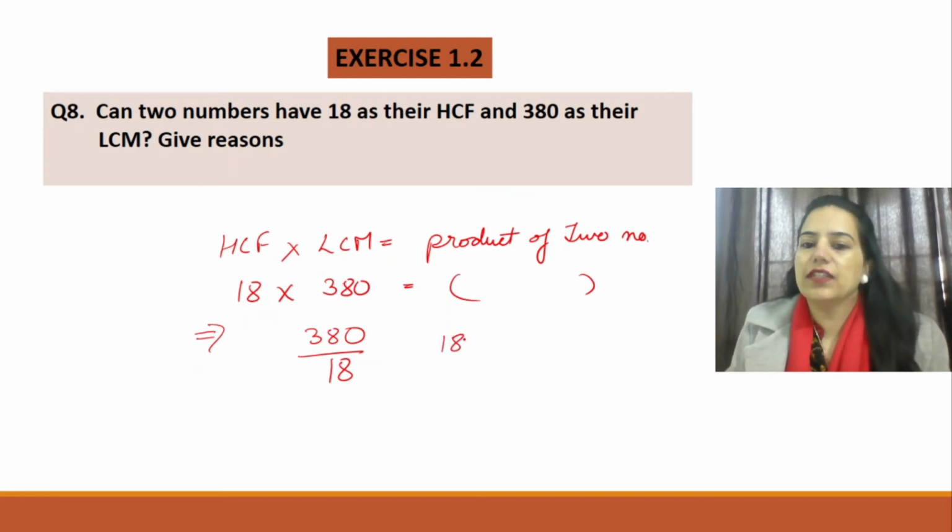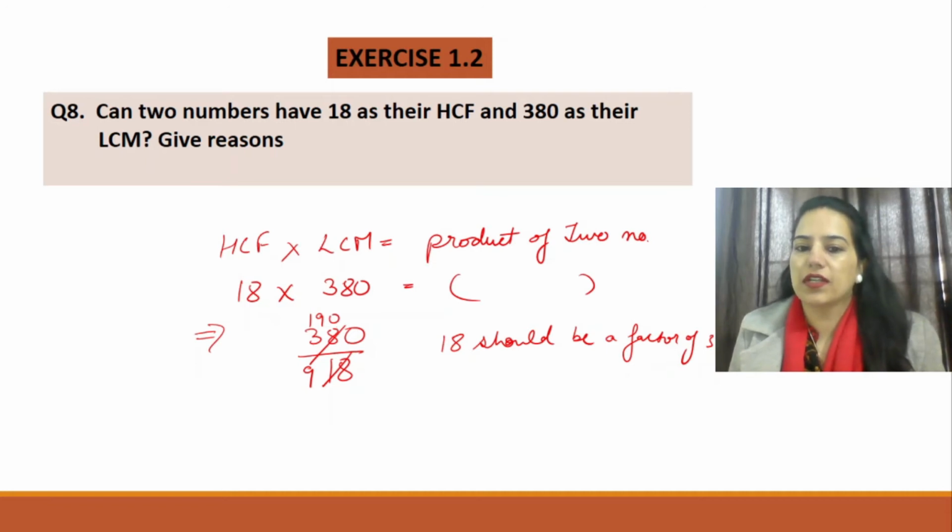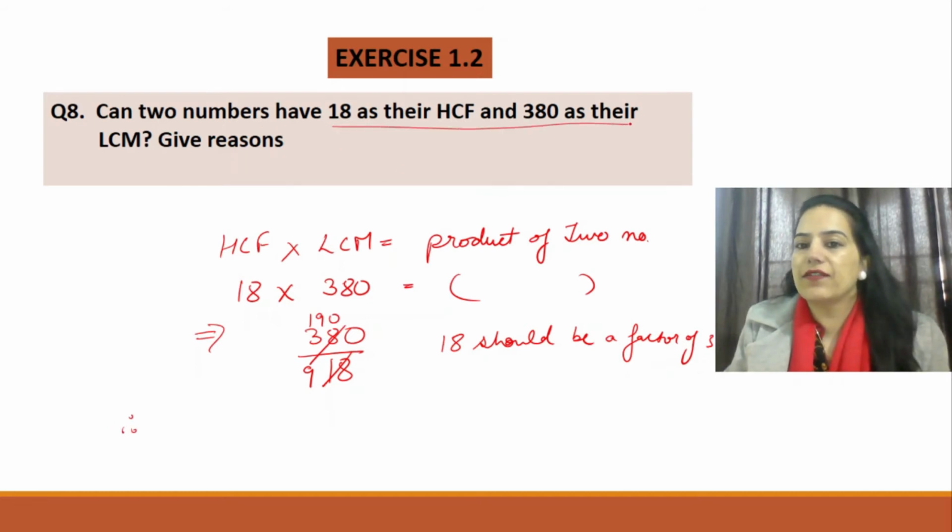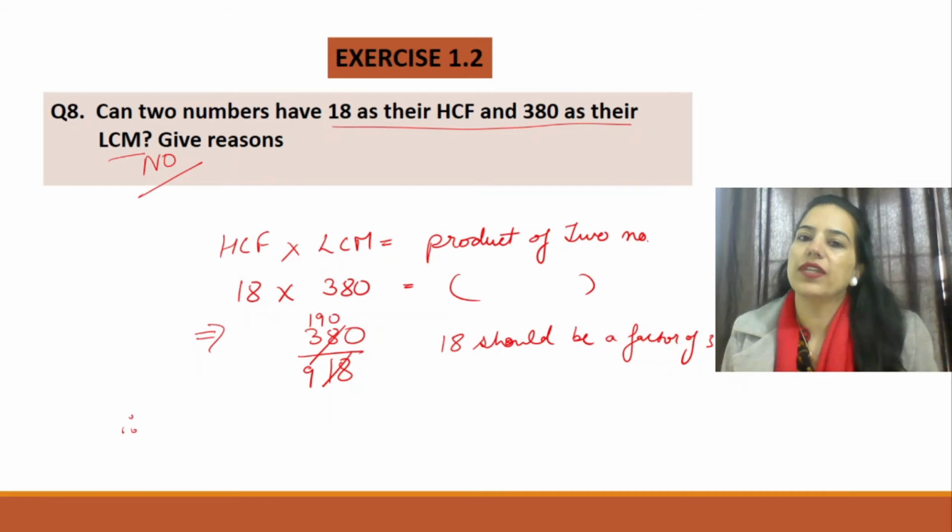That is, 18 should be a factor of 380. But if you divide it, if you reduce it also, this is like 2 nines and this is 2 190s. This is no more further divisible. This is not giving us any clear whole number or a natural number. Therefore, it is not possible. So, can two numbers have 18 as their HCF, 380 as their LCM? No. Right? If any other type of question comes, you only have to check whether the given HCF is a factor of the given LCM. If it is a factor, yes, it is possible. If it is not a factor, it is not possible.